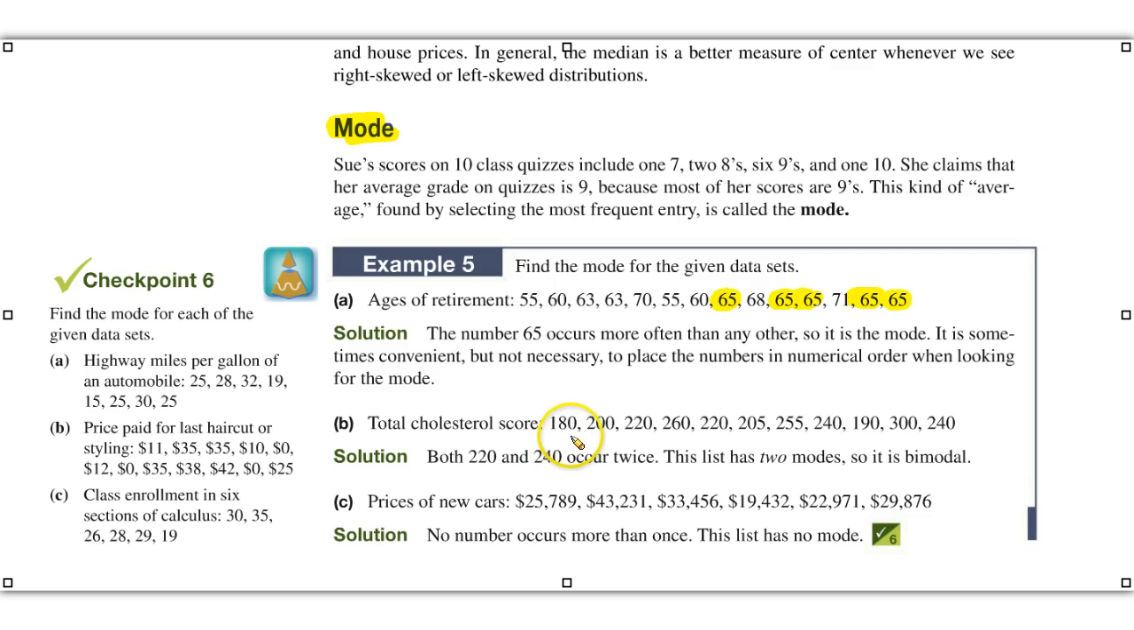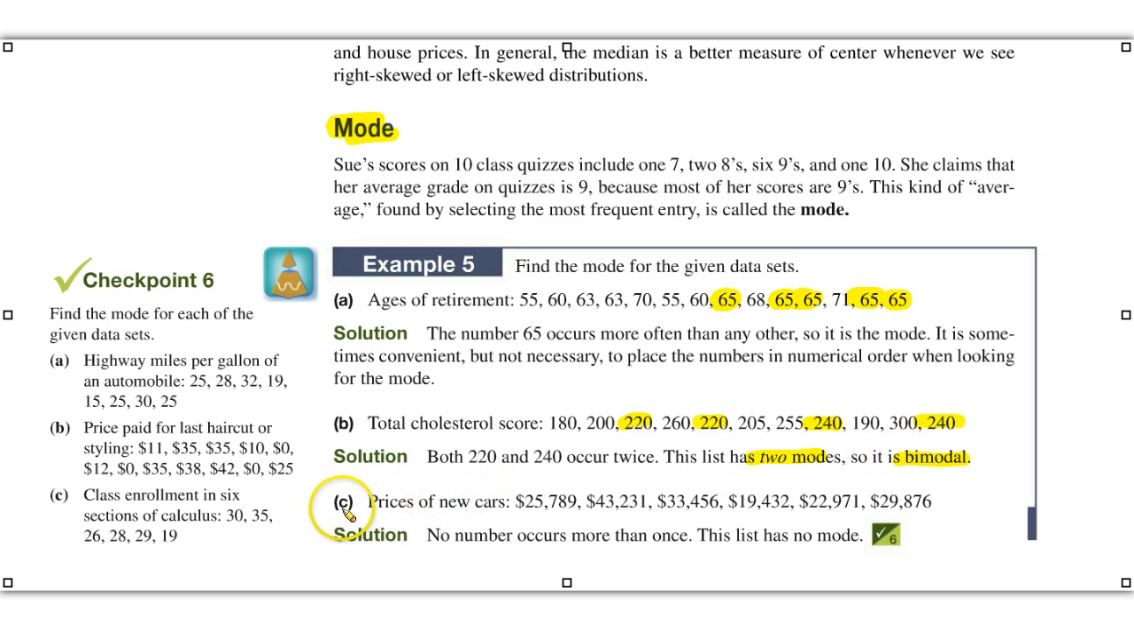And for letter B, as we look at it, we see 220, 220, and we see 240 and 240. So we see the only ones that are repeated are the 220 and the 240, and they're both twice. So we refer to this as there's not a single mode, but there are two modes, numbers repeated most often. So this is two modes, or a more formal way, it is bimodal, bi being the prefix for two.